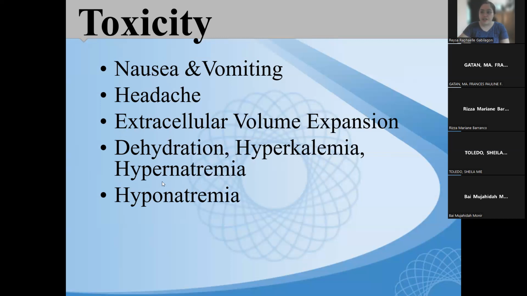There can be dehydration since we are excreting water. There will be hyperkalemia and hypernatremia because again, only water is excreted. The solute is left in the body. But there is initial hyponatremia, class. This is the initial reaction before the patient experiences hypernatremia. Okay? Questions? This is actually the end of our diuretic topic.